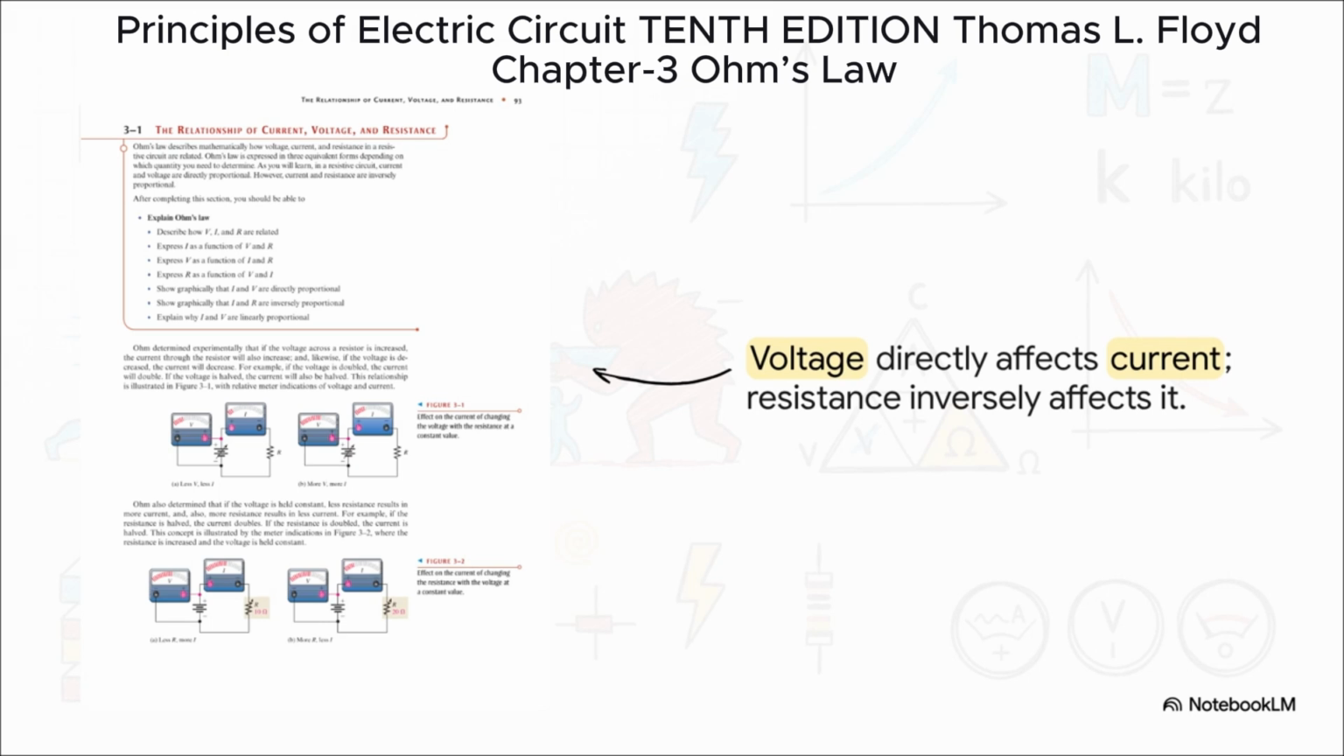Okay, first on the left, if you keep the pipe the same size, that's your constant resistance, and you crank up the water pressure, that's the voltage, what happens? You get more flow, right? More current. They're directly related. But now look at the right side. If you keep the pressure the same and pinch that hose, you're increasing the resistance, well, the flow of current slows down to just a trickle. That's what we call an inverse relationship.